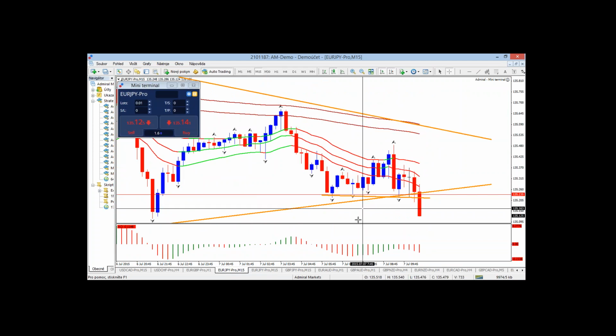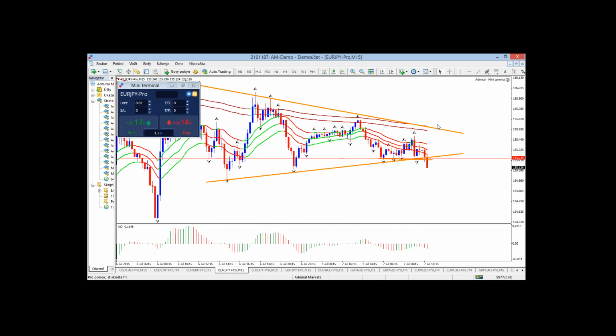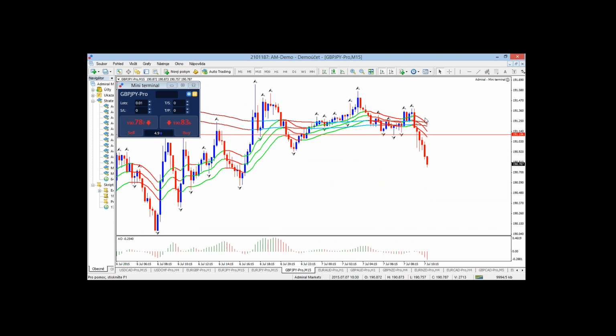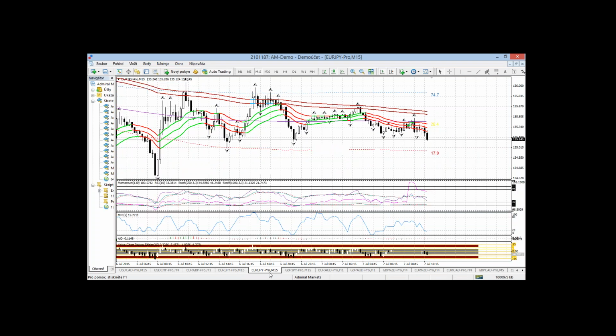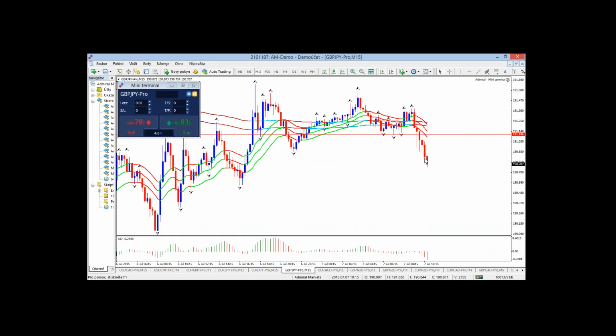The reason why I like the euro yen a bit more was the fact that the moving averages were not as intertwined, not as pulled together as the pound yen. The pound yen, they were all grouped together. Euro yen had some space here. That's why this morning I liked the euro yen a bit more. But when looking at the relative strength and weakness, you can see that the pound yen already made the break, in fact, and is heading lower.